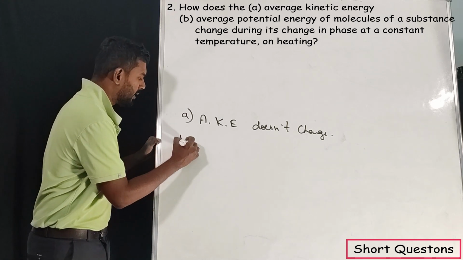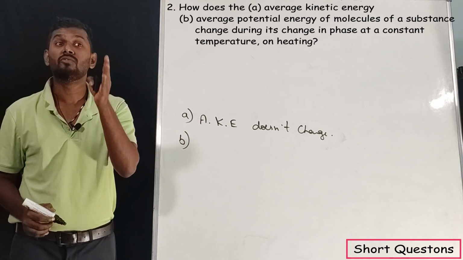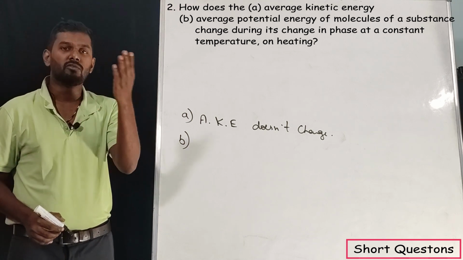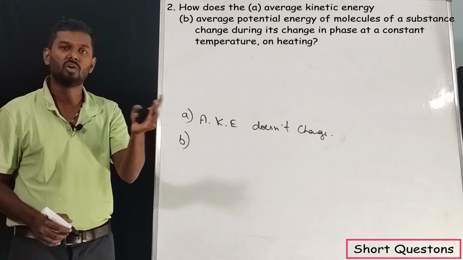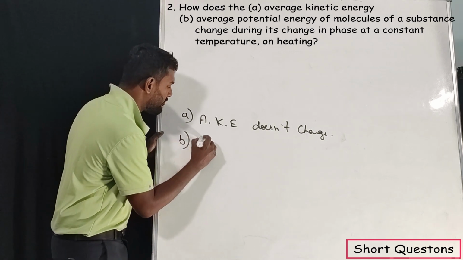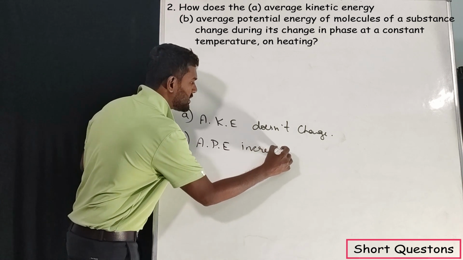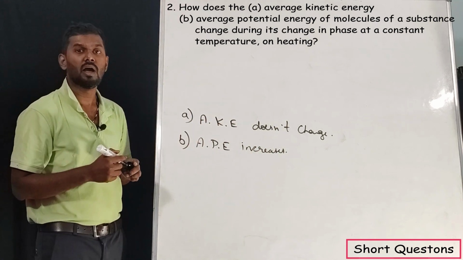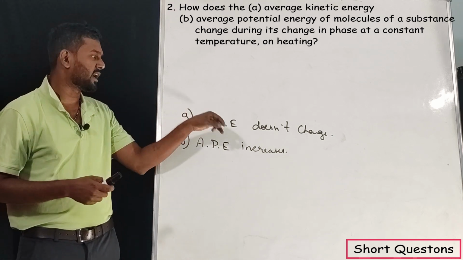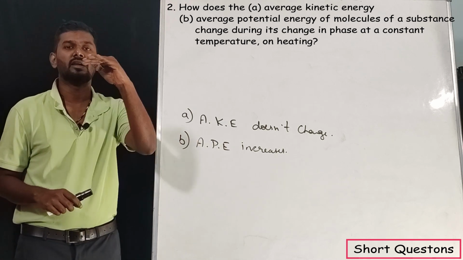Now we'll talk about B. When the temperature is constant but there is a change in phase. What do you mean by change in phase? From one state of matter to another state, from solid to liquid or liquid to gas, any one of those. Whenever this happens at a constant temperature, average potential energy increases. Keep this in mind. To increase the average kinetic energy, temperature should increase. If that is constant, average kinetic energy will not change. Only the average potential energy will increase.